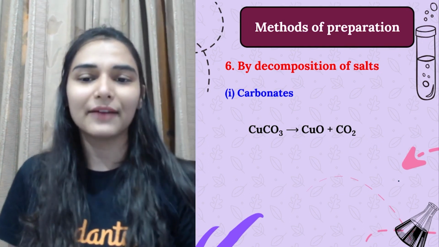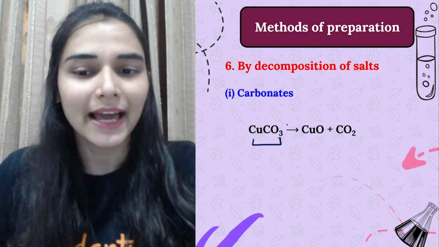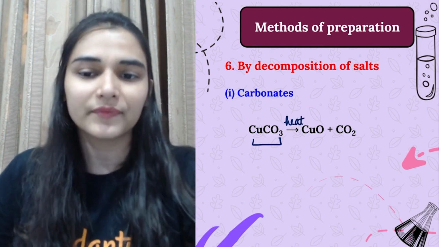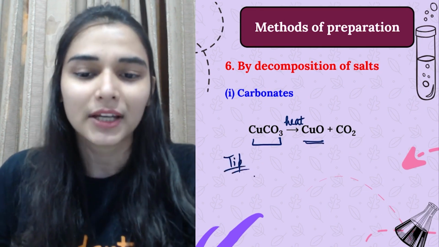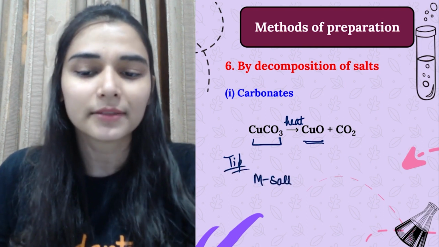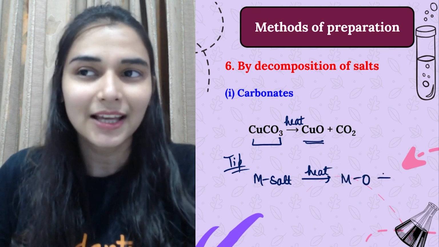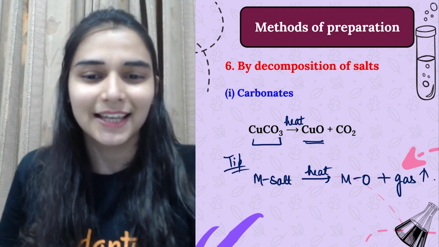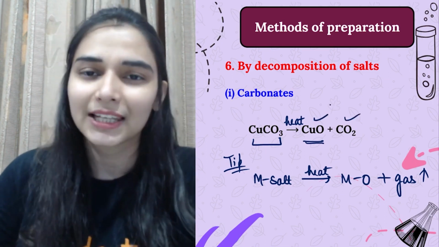So when you are having the salt, like I have copper carbonate, a metal salt I have taken, I would be heating it. So whenever you heat the metal salt, then there is always the formation of metal oxide. This is a tip I am giving you. Okay, write it down: metal salts on heating are gonna produce metal oxide along with the liberation of some gas or gases. Okay, here you are getting copper oxide, carbon dioxide is gonna liberate out.